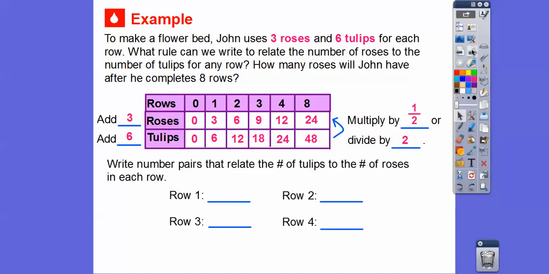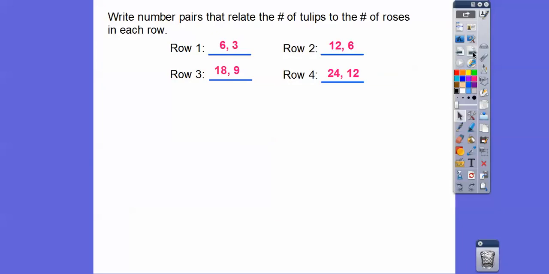So write number pairs that relate the number of tulips to the number of roses. So we got to do the tulip numbers first, then the rose numbers. This one says in row 1, the tulip number is 6, the roses number is, excuse me, 3, so we're going to put 6 comma 3. Okay, row 2, the tulips is 12 comma 6. Okay, and then the next one is 18:9. The next one is 24:12. All right, let's move that up right there.